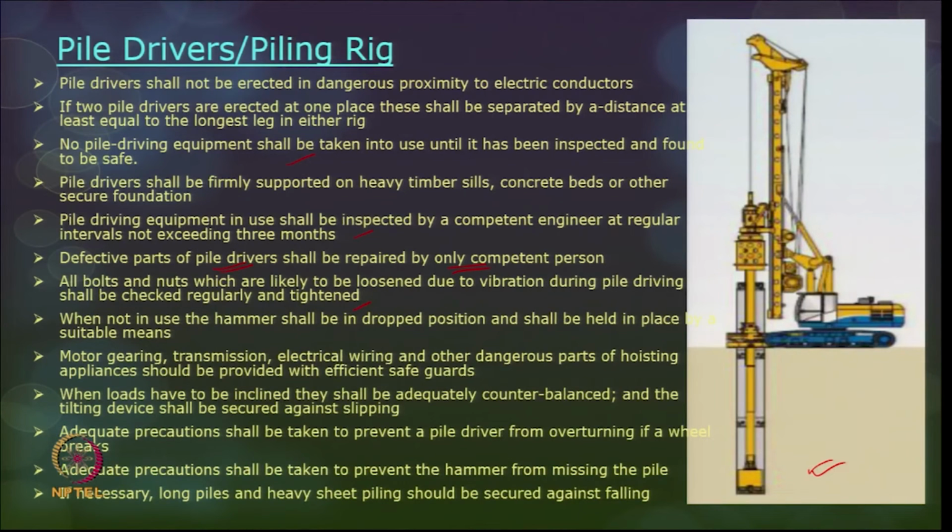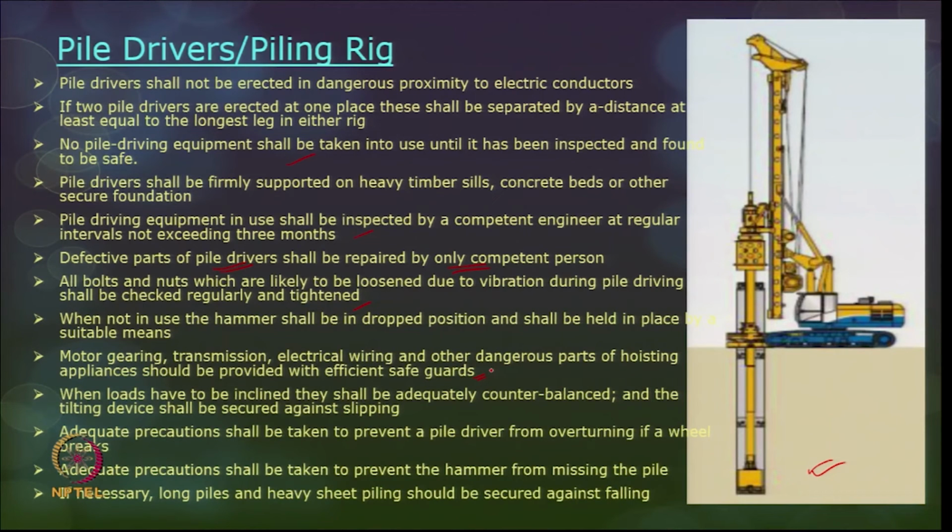You can think of any means of setting the hammer in a proper rest position. Motor gearing, transmission, electric wiring and any other dangerous parts of these hoisting appliances should be provided with proper safeguards, so that they do not create a struck by or other hazards.